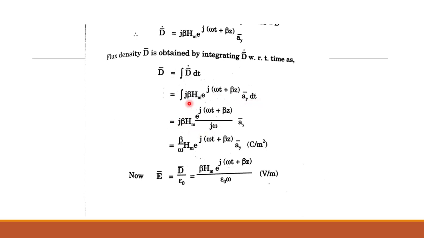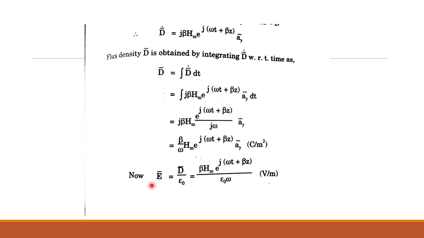Then integration of j beta is as it is because they are constants. Hm is also constant. The integration of e raised to j(omega t plus beta z) is e raised to j(omega t plus beta z) divided by j omega, since beta z has no t term, into ay cap. So it becomes beta divided by omega, j cancels, Hm e raised to j(omega t plus beta z) ay cap, and this flux density is measured in coulomb per meter square. So the unit is coulomb per meter square. Okay, so what is E?